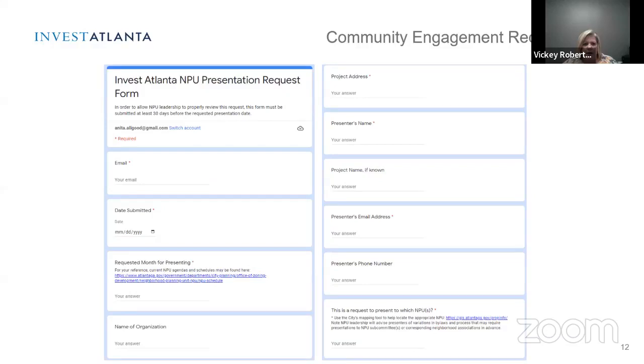And then we also want the letter to contain acknowledgement that the project owner intends to apply for Invest Atlanta funding. We want to make sure that's in the letter, because that means they specifically express that. And here are also the requirements. This is the form that needs to be filled out by the developers and submitted to the city, and then they let them know when the next meetings are, and they coordinate with the appropriate NPUs and the community.